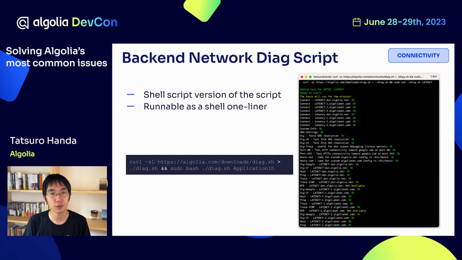In case you see that the requests are not reaching it, it might be that your host has a connectivity issue against the API endpoint. For such cases, you can run a Diag script, which is a shell script version of the network diagnostic tool. This script is runnable with a one-liner command on the Unix shell, and it provides a detailed network connectivity diagnostic report. You can find instructions in our documentation when you need it.